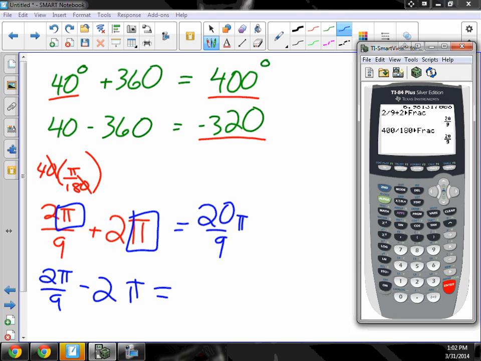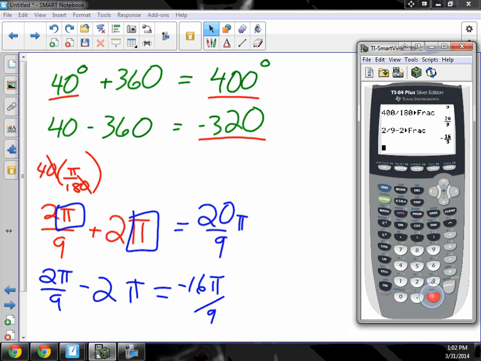We'll do it in your calculator. Two ninths minus 2 is negative 16 pi over 9. And if I did negative 320 divided by 180, I'm going to get the same value. Okay, now, I don't ever do it that way. That's way too slow. Okay? You can do these in your head very, very easily.